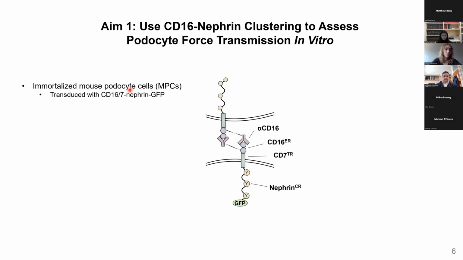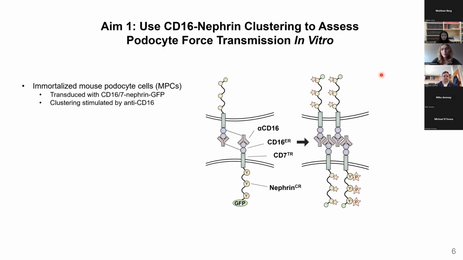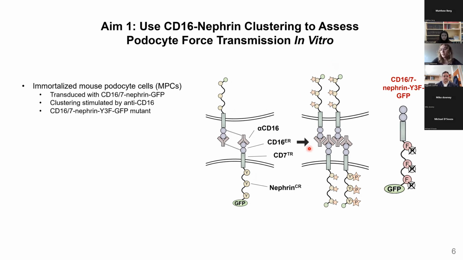We then transduce them with a fusion protein known as CD16-7 nephrin GFP. This fusion protein, shown here, has two extracellular domains of CD16, a CD7 transmembrane domain, and then the cytoplasmic region of nephrin tagged to GFP. When you apply a CD16 antibody, it can induce this clustered conformation that induces nephrin phosphorylation. We also transduce these cells with a CD16-7 nephrin Y3F GFP fusion protein, which does not have that same capacity for phosphorylation.